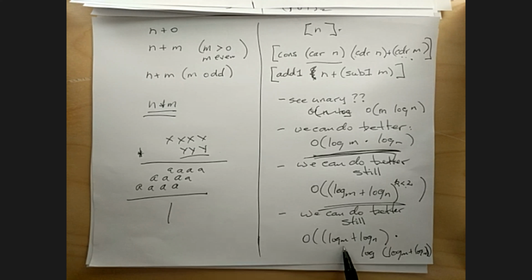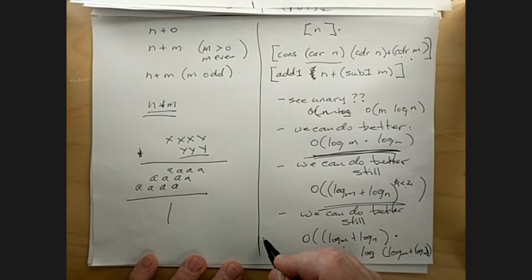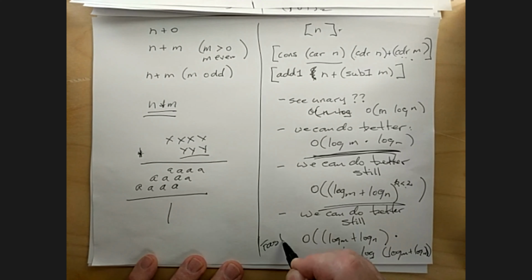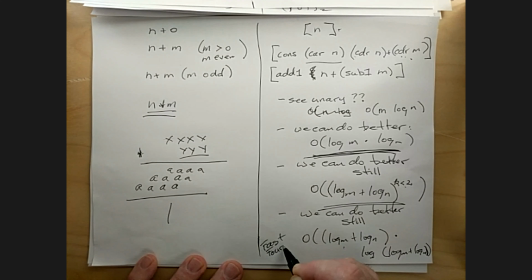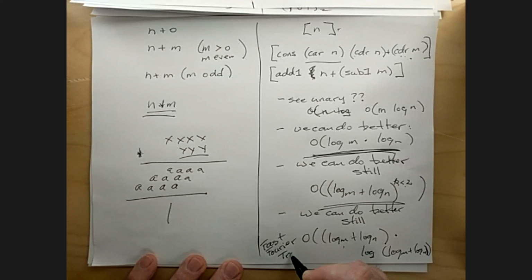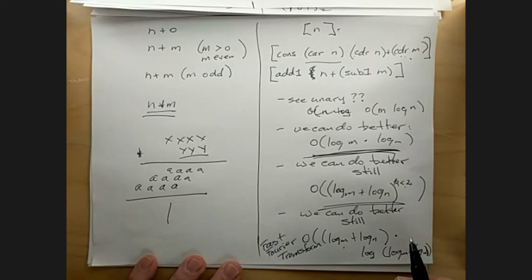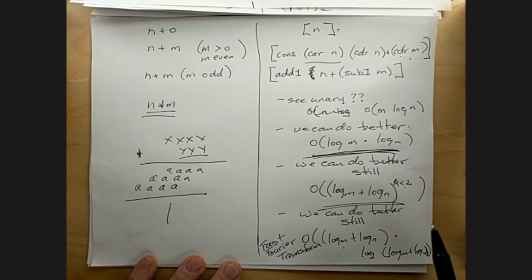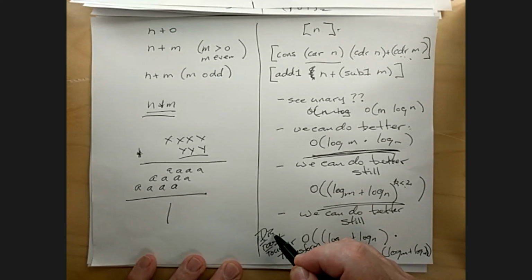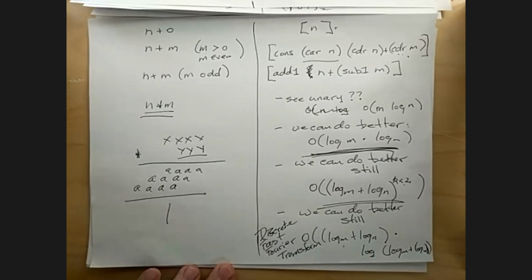Now, it turns out you can do even better than that. You can do (log m plus log n) times log of (log m plus log n). And you can do this using a thing called the fast Fourier transform. Well, if you've talked to engineers, they think fast Fourier transforms always work in exact numbers, but you can do a thing called the discrete fast Fourier transform that works with modular arithmetic.